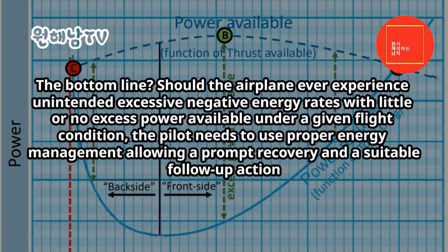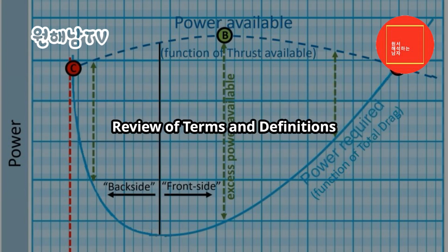The bottom line: should the airplane ever experience unintended excessive negative energy rates with little or no excess power available under a given flight condition, the pilot needs to use proper energy management, allowing a prompt recovery and a suitable follow-up action. Review of terms and definitions.